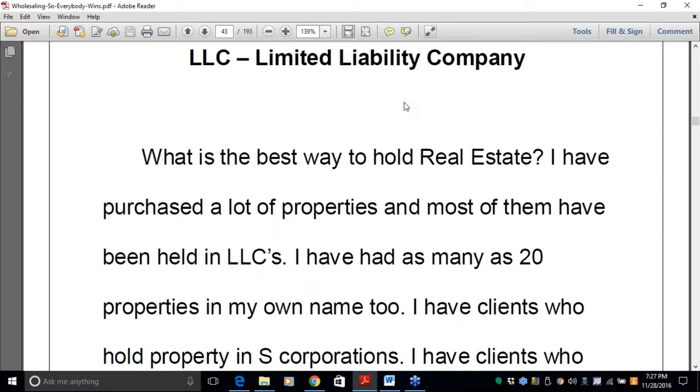The basic types of entities when it comes to setting up business structures are C corporations. A C corporation is what you might find typically with something like Coca-Cola, General Electric, Westinghouse. Big corporations are almost always C corps.